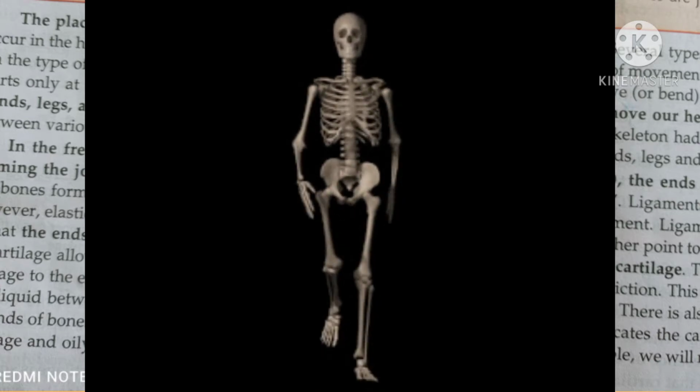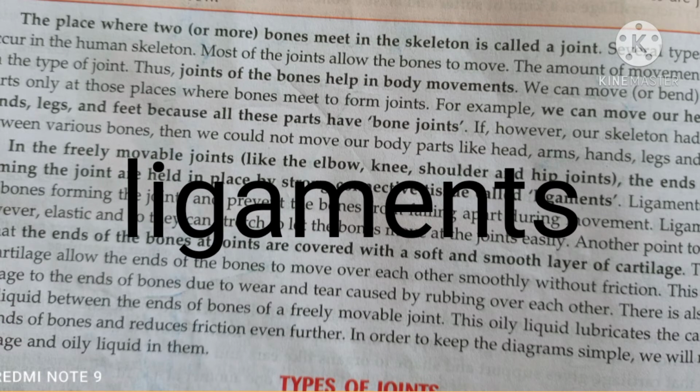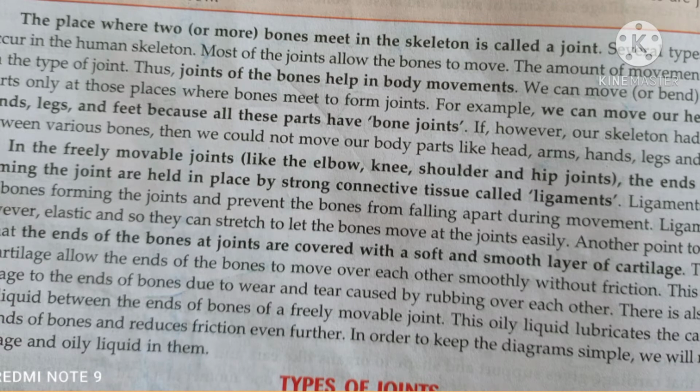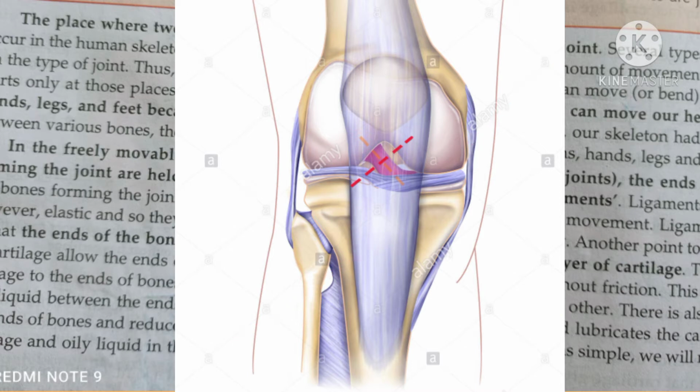Now the question is how bones are joined together. Actually, in the freely movable joints like the elbow, knee, shoulder and hip joints, the ends of bones forming the joint are held in place by strong connective tissue called ligaments. Dear students, connective tissues are tissues that connect various body parts. Now, ligaments. What are ligaments? Ligaments are bands of tough tissue around our joints. They connect bone to bone, give our joints support, and limit their movement.